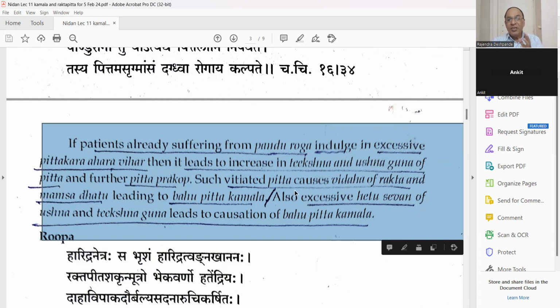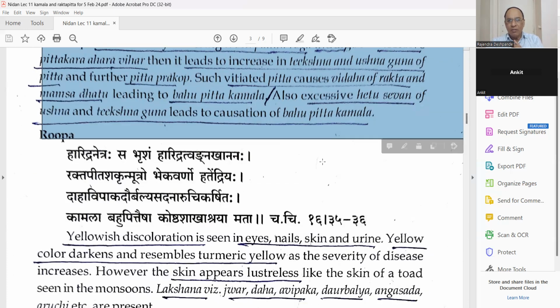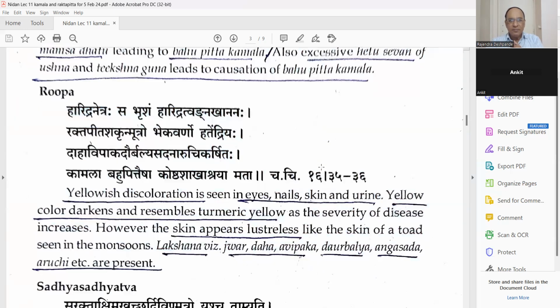Such vitiated pitta causes vidah of rakta dhatu and maus dhatu, leading to bahu pitta kamala. Totally, the sampraptis are different. Don't forget, ruddha pitta kamala is different, bahu pitta kamala is different. Also, excessive hetu sevana, that means causes of ushna and tikshna guna, lead to the causation of bahu pitta kamala. Now, what are the symptoms? Rupa are the symptoms.